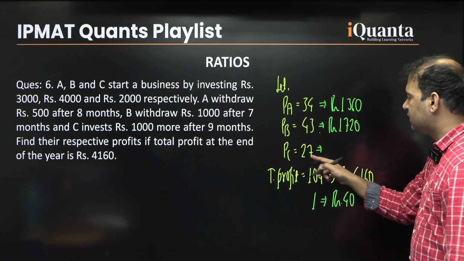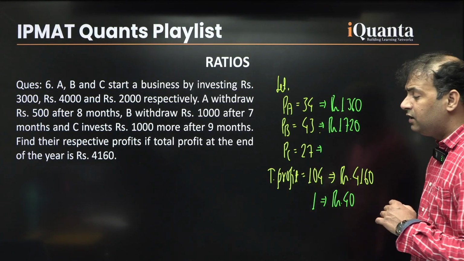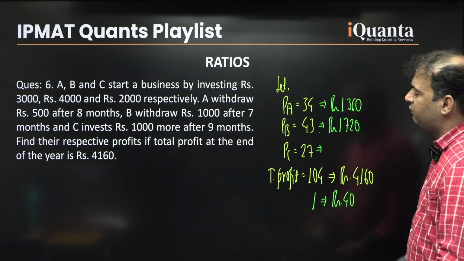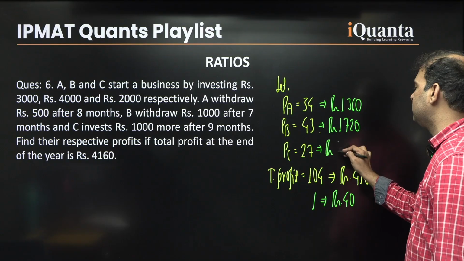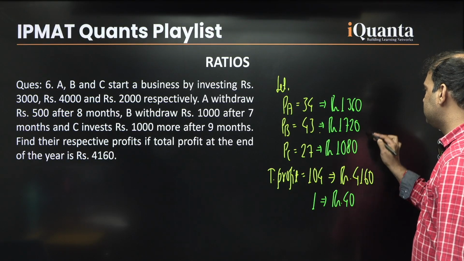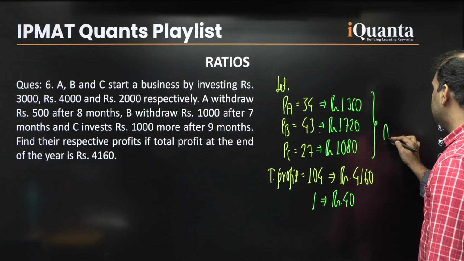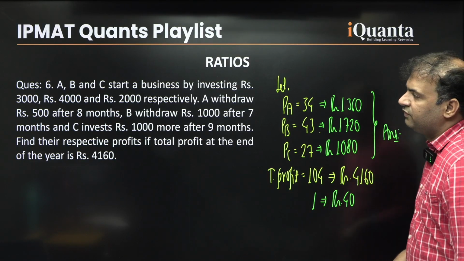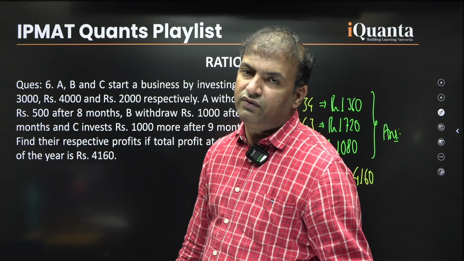Then 27 into 40, that's easy. See guys, 27 into 2 is 54. 54 into 2 is 108. So this should be 1080, and that's it. And this is how we can say this should be the final profits of A, B and C in this wonderful question. All right, guys.